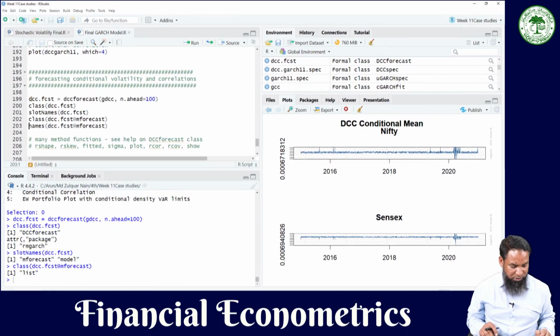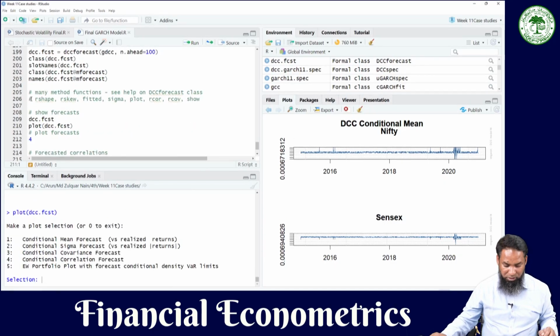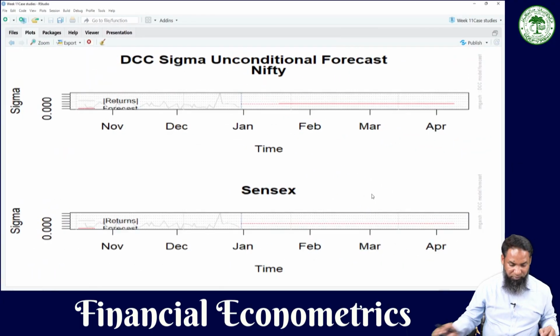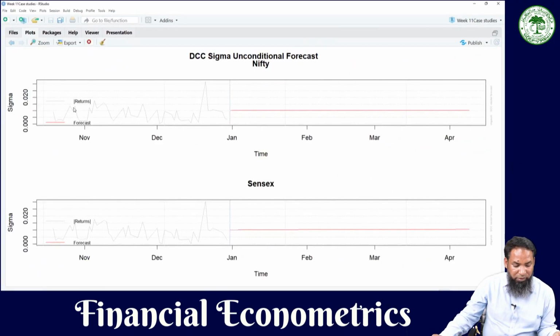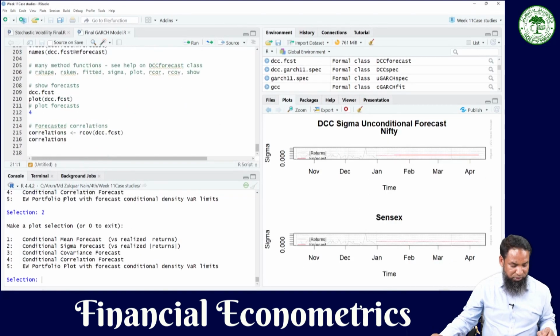Now slotNames, list names. Now let us plot the DCC forecast here. Using the forecast, let us take the second option, that is the covariance. Here this is the actual returns, and this is the forecasted value for 100. There are very minor fluctuations because the data fluctuates very little, and the DCC forecast is able to capture these very minor fluctuations.